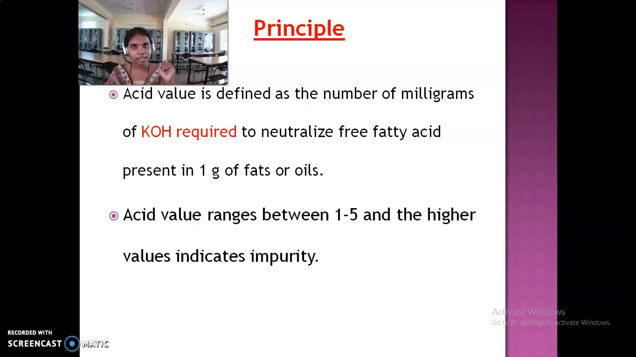So what are you going to estimate in acid value? The free fatty acid present in the sample. How are you estimating? By reacting with potassium hydroxide. And what is the range? The range is from 1 to 5. The higher the range, the more impurity. The lower the range, the fewer the impurities.